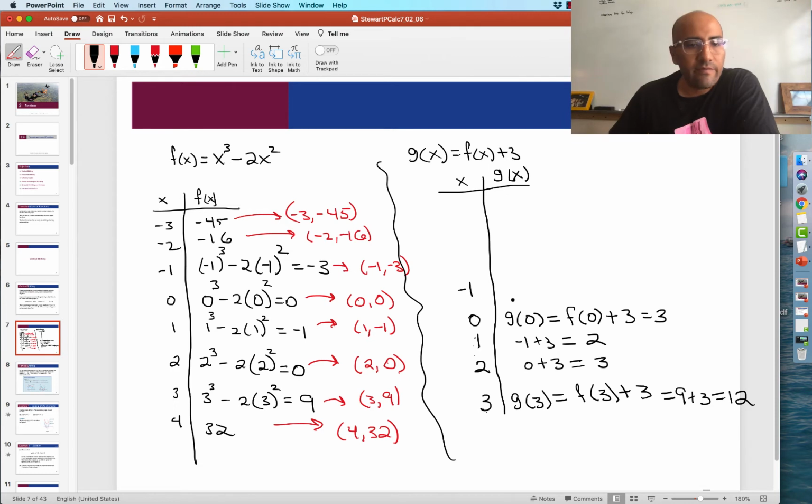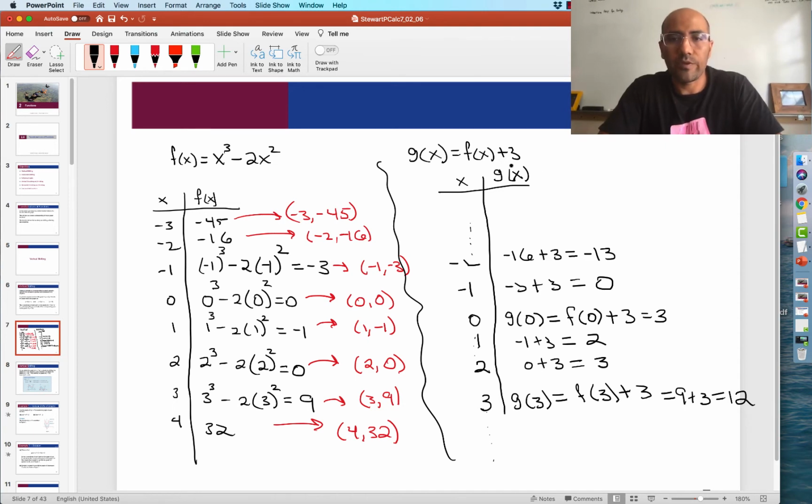Over in the negative values, negative 1 leads to negative 3 plus 3, which leads me to 0. Negative 2 leads to negative 16 plus 3, which equals negative 13. Okay, so at every point along the input values, we get the same output value as before, plus 3. Okay, so now let's explore what happens to the picture, the graph, when we do that.